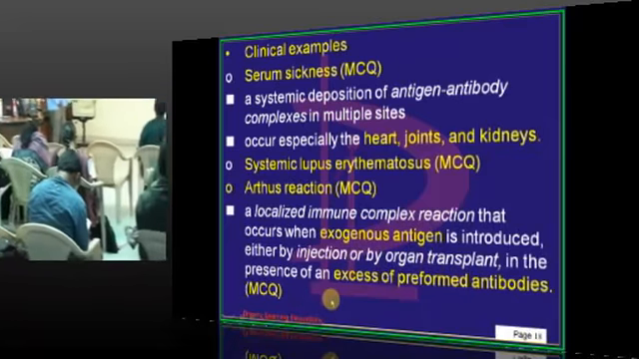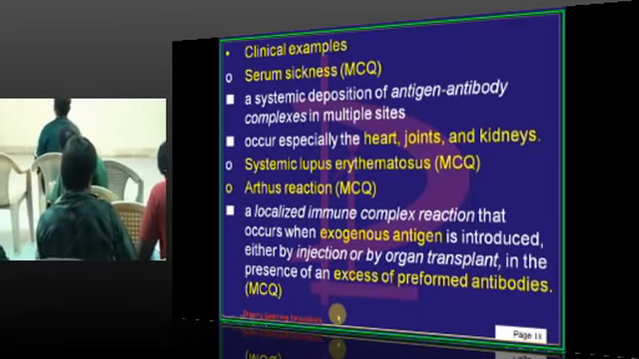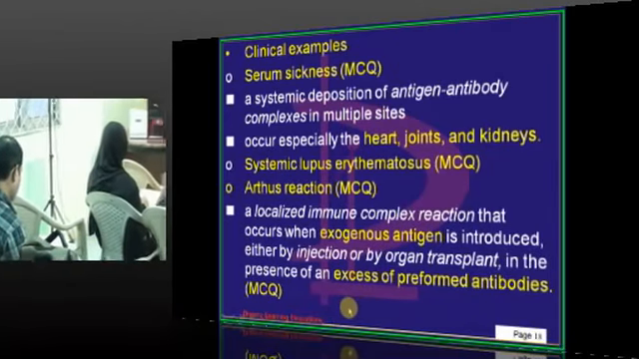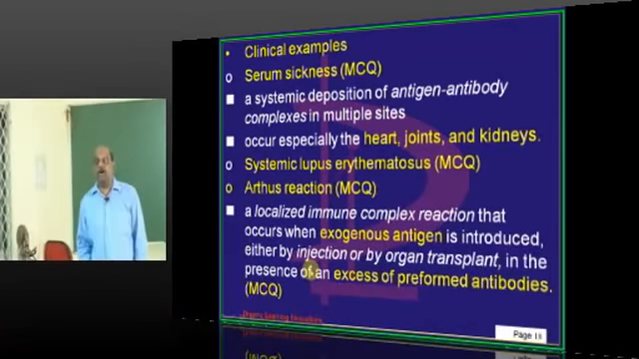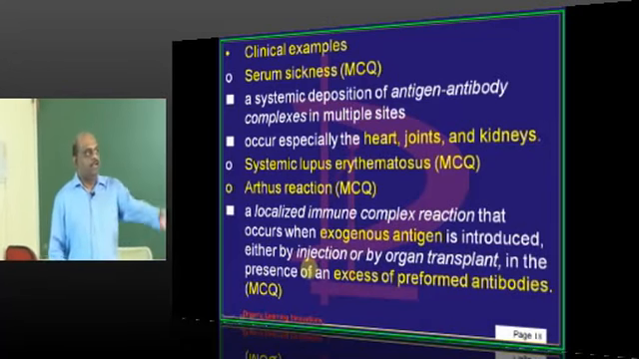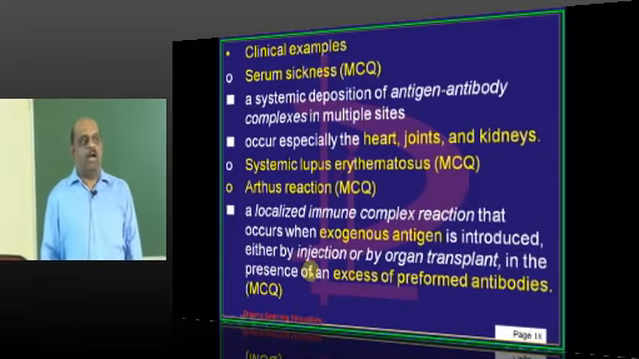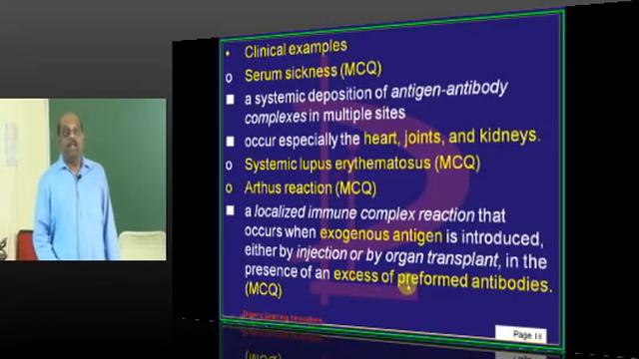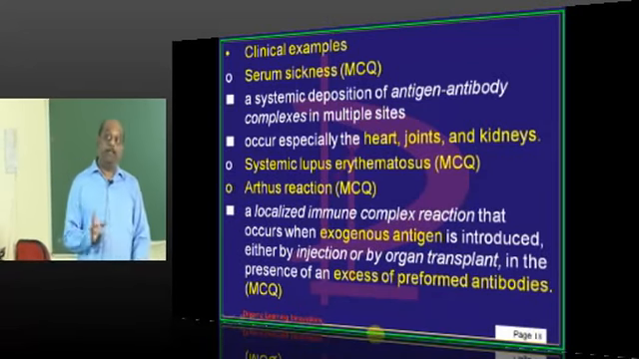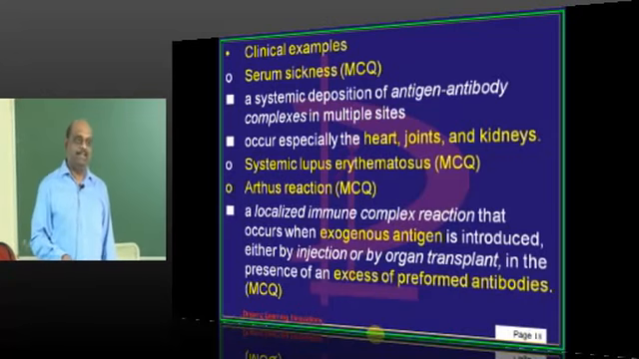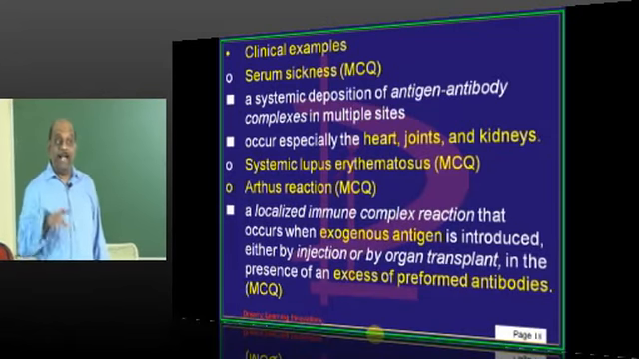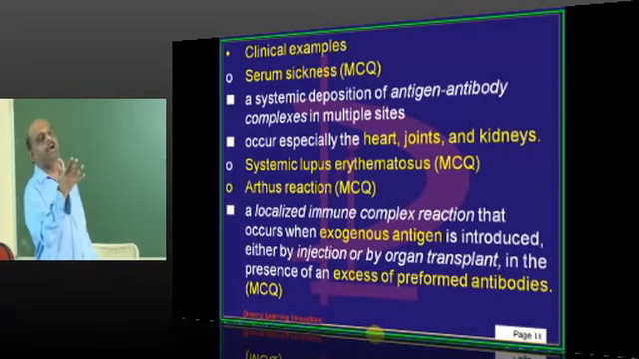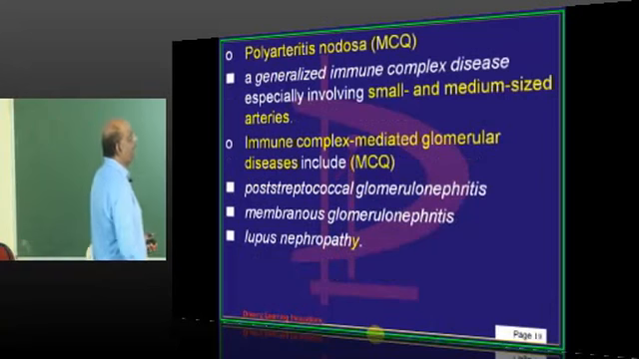Whenever there is an exogenous antigen, how can an exogenous antigen come into our body? Either you have injected it, or there might have been some organ transplantation where the donor's organ appears like an exogenous antigen, and already inside the body there are preformed antibodies against that antigen, and that leads to the development of hyperacute graft rejection, and that is an example of a type 3 hypersensitivity reaction, is what needs to be appreciated.